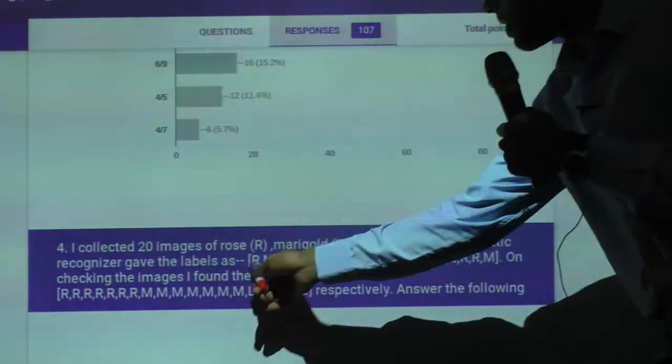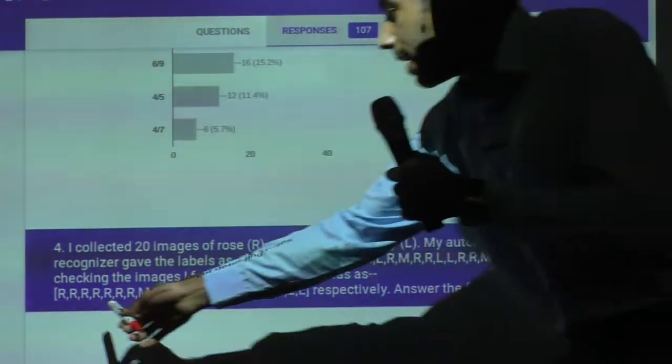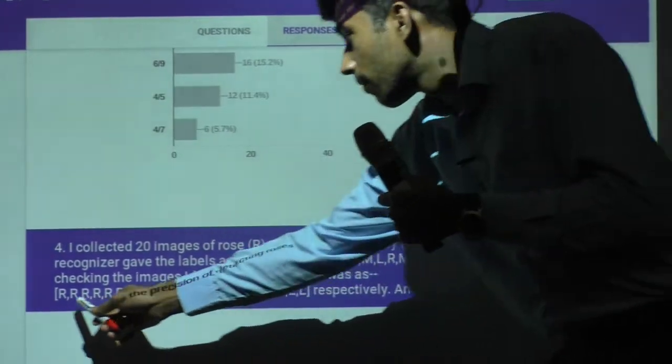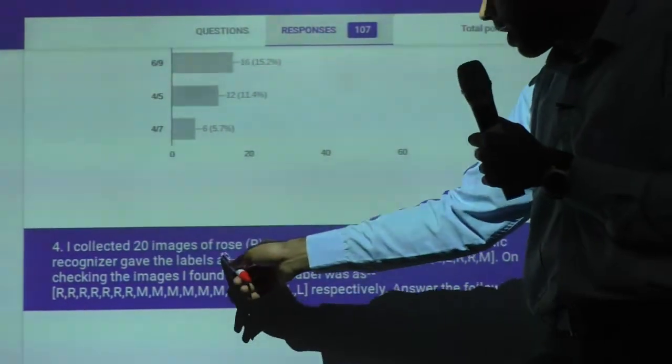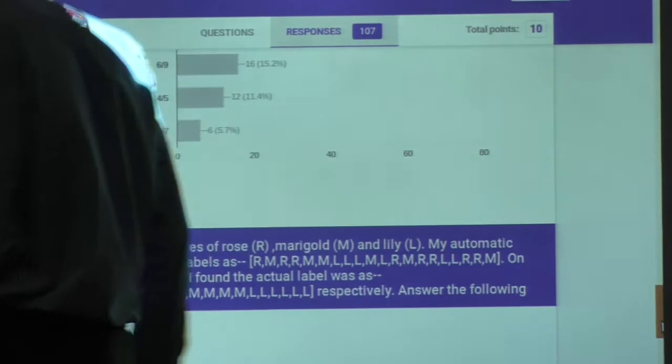So this one is my model predicting, and these are my actual values. How many actual rows are there? 1, 2, 3, 4, 5, 7. And how many is it predicting out of that? 1, 2, 3. So I should draw my confusion matrix. Let me draw.